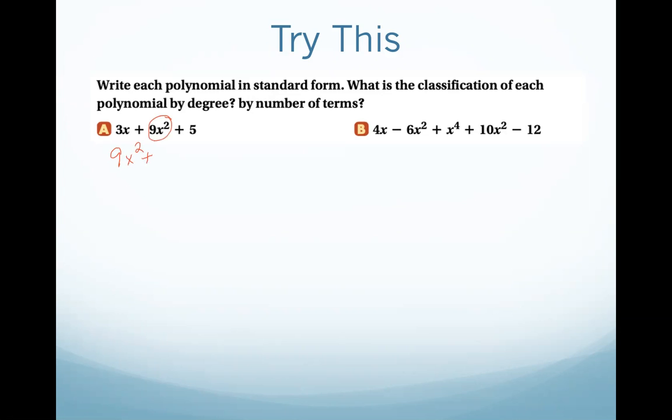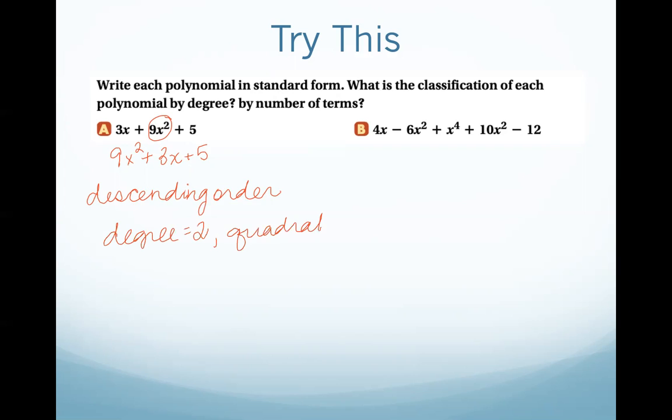We start with the biggest exponent, which was 9x squared, and then 3x, and then 5, called descending order. Like if you're descending a staircase, you're going down the staircase. So descending order means the biggest exponent down to the smallest. We can say degree is 2. So this is quadratic. And there are 3 terms. So this is a trinomial. Go ahead and try part B.